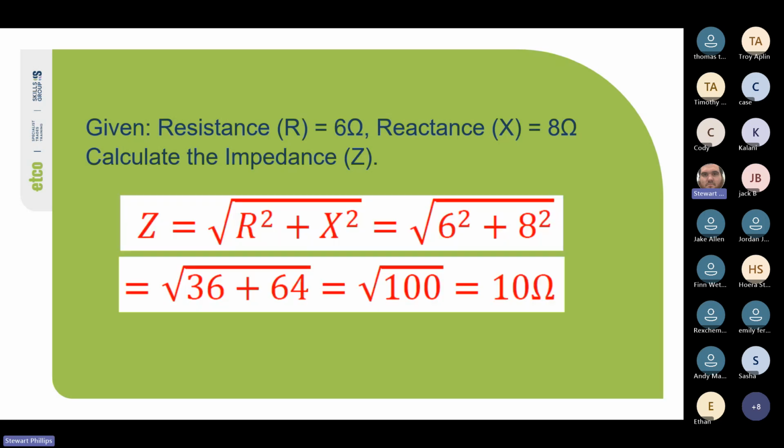Oh, so you're getting there? So, yeah, Z equals square root of R squared plus X squared, which is 6 squared plus 8 squared, which is 36 and 64, giving 100. So square root of 100 is 10.